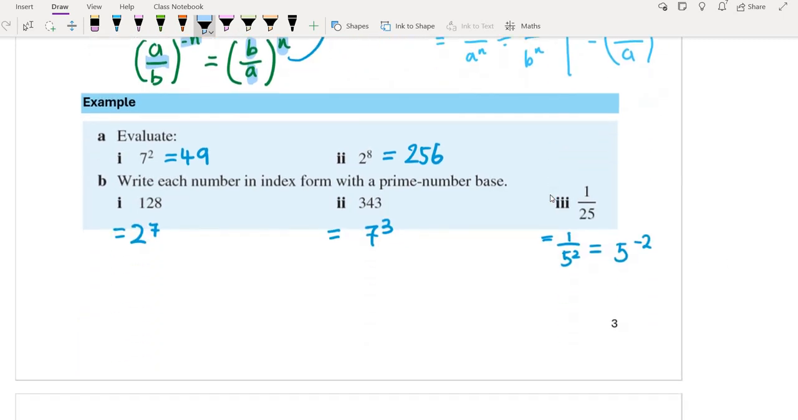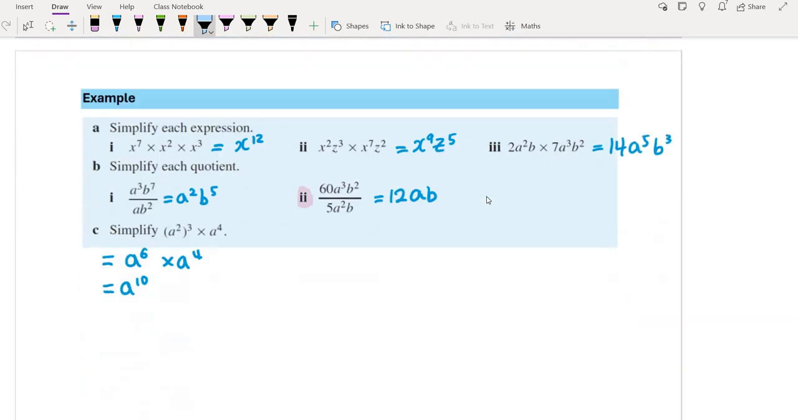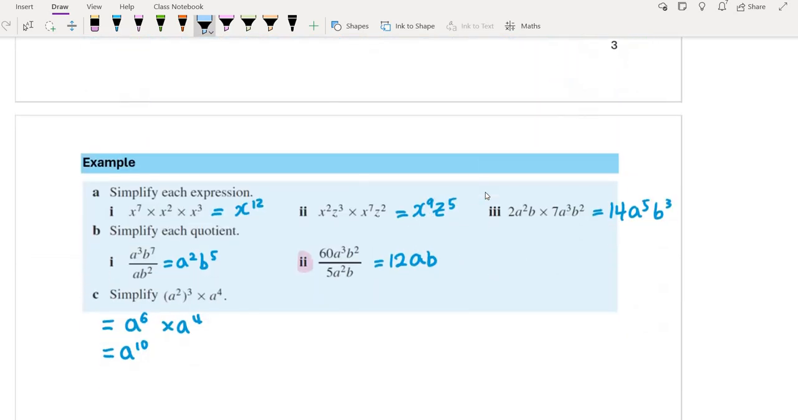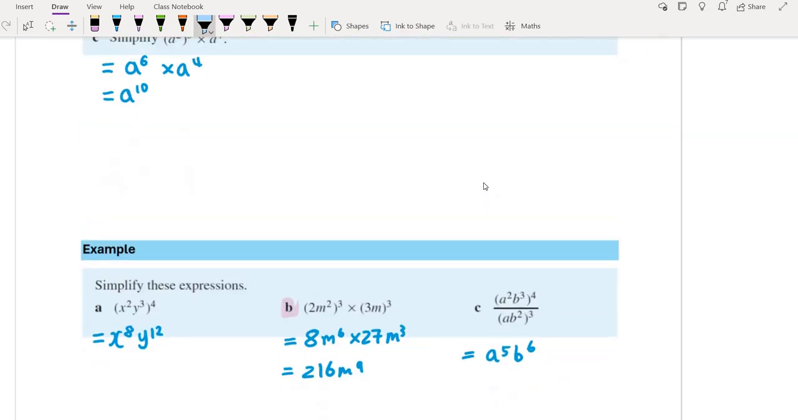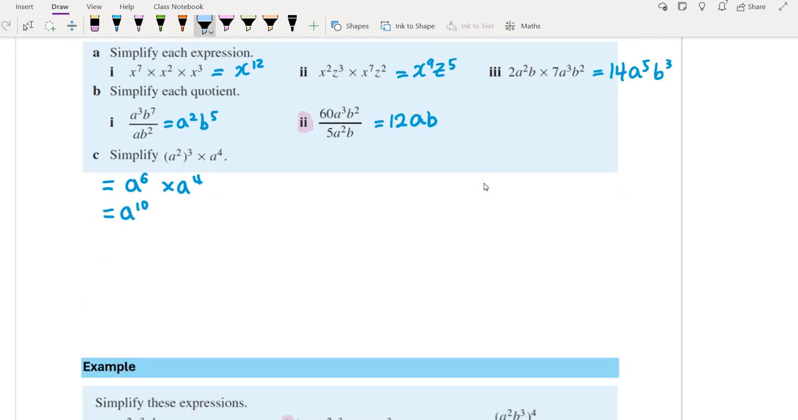So I'll go over a couple of examples here. Make sure you have a go at all of the examples and come back to this page to check your answers. This is one that I wanted to go over.